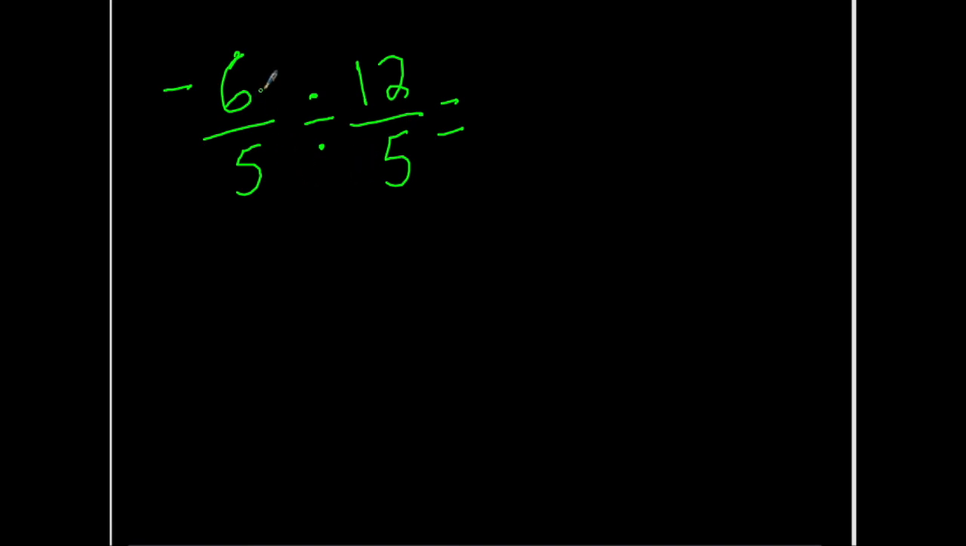Let's look at this last example. Negative 6 over 5 divided by 12 over 5. This is a division, so we're going to change that into a multiplication by keeping the first fraction the same, changing the sign, and flipping the second fraction. Now we can see that although we cannot simplify each fraction individually, we can go ahead and simplify across. 5 can go into both this 5 and that 5, the 5 from the denominator of the first fraction and the 5 from the numerator of the second fraction. So 5 divided by 5 is 1.